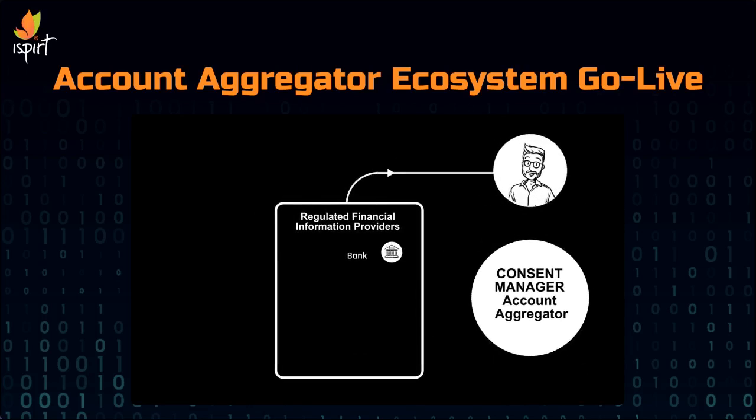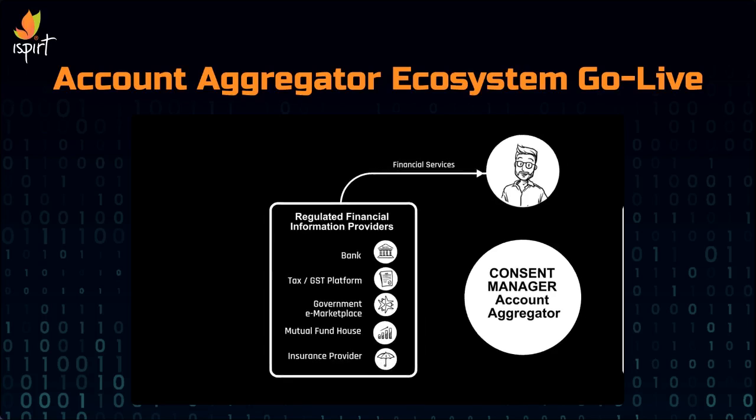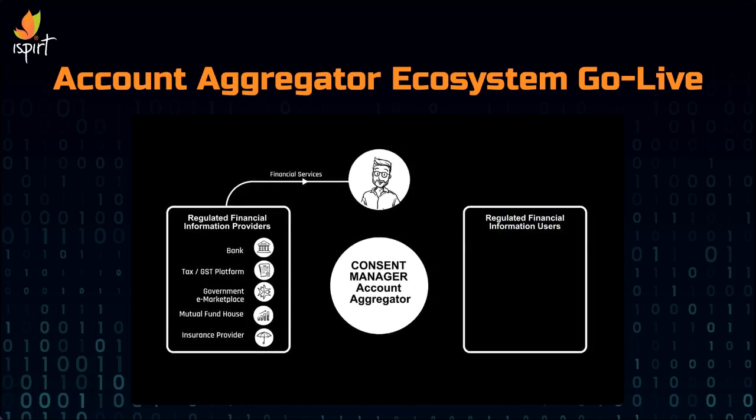For example, your bank giving a bank statement is one FIP. GSTN giving details of tax returns and invoices is another case of an FIP. Or the GEM platform giving a small vendor details of the sales he has made on the GEM marketplace is a third example of an FIP. And therefore, you can have different classes of entities that provide financial information.